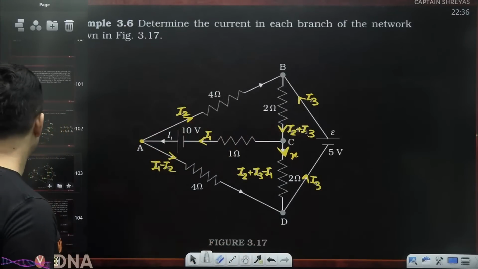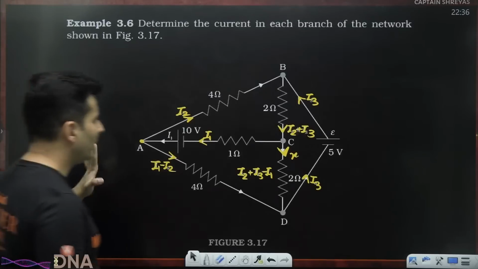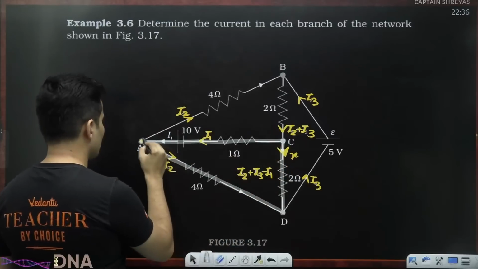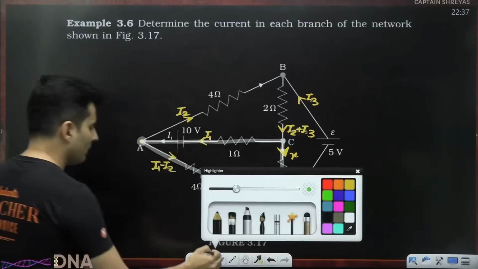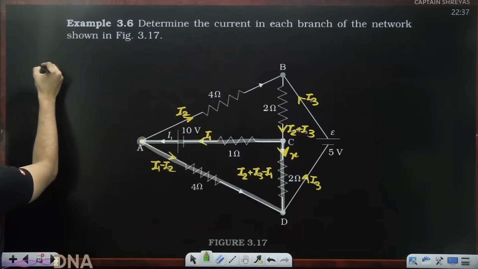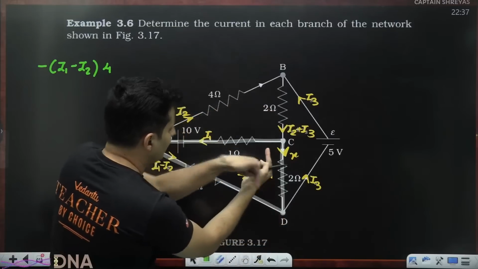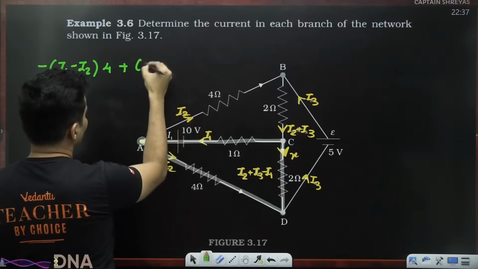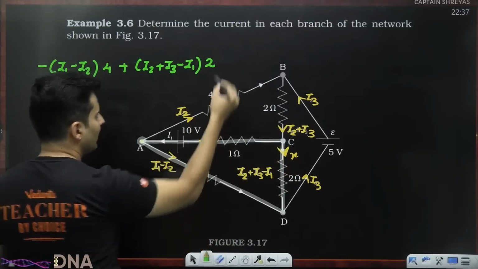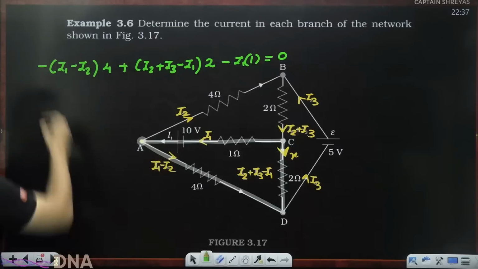You can choose any loop that you want. For example, they have chosen some loop ADCA. So I'll just show you how it works, and then we'll choose any random loop and see how it works. A, D, C, A. This loop, if you choose, starting from here, how will the Kirchhoff's law equation look like? Starting from here, going in the direction of the current, it will obviously drop the voltage. So minus I1 minus I2 into resistance, which is 4. Reach here, going against the current, so it should be an increase. Current into resistance. So I2 plus I3 minus I1 into the resistance, which is 2. Reach here, go in the direction of the current, so negative IR. So I1 into 1 is equal to 0.